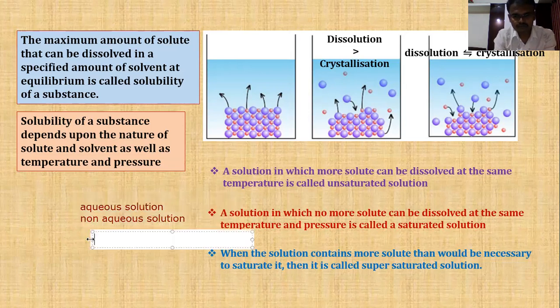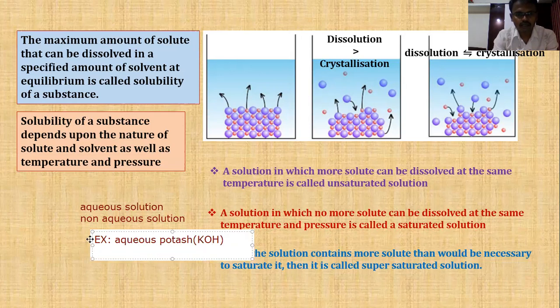Example, aqueous potash. Aqueous potash means potassium hydroxide dissolved in what? Water. Potash means KOH. Aqueous potash means potassium hydroxide dissolved in water. But the same potassium hydroxide, if you dissolve it in alcohol, ethanol, we call it alcoholic potash.